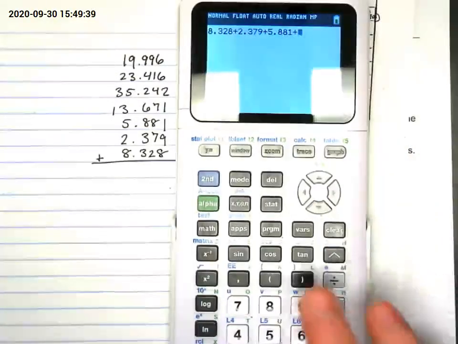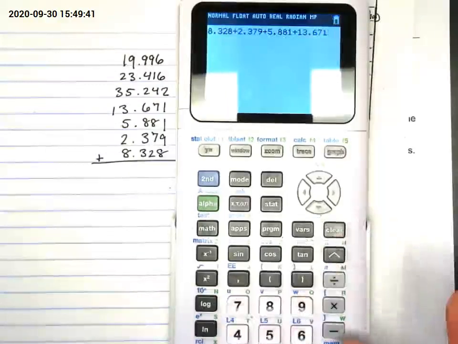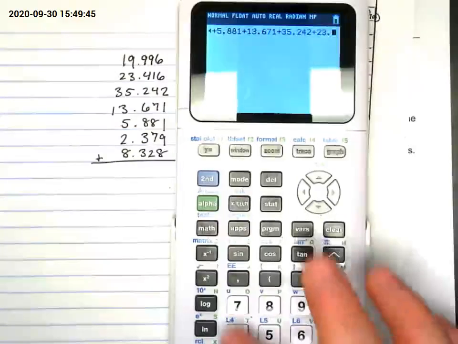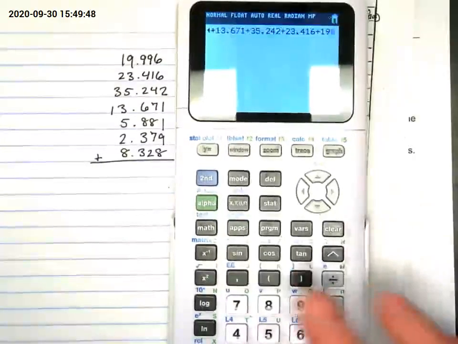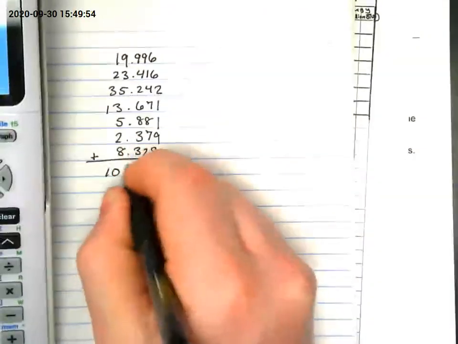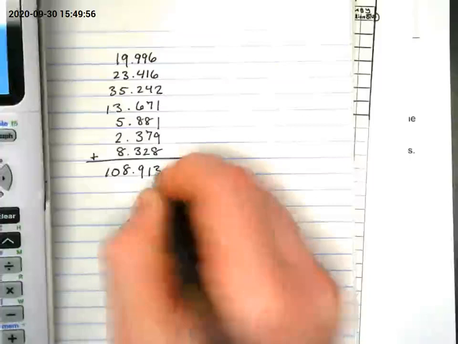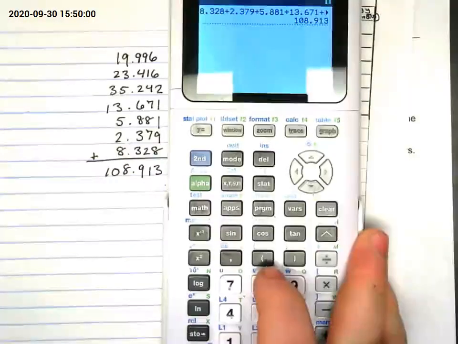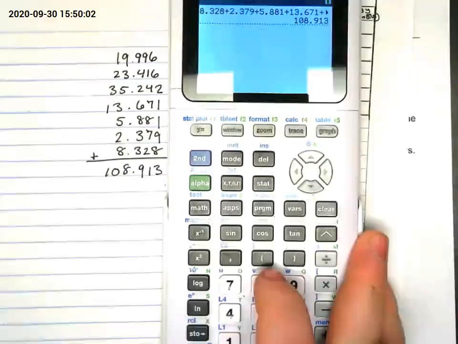Okay, so I almost forgot the decimal there, 18.671, 35.242, 23.416, and then 19.996. So we should get 108.913. Okay, that's what I got there. So if you got that, good. Okay, so we should get 108.913.